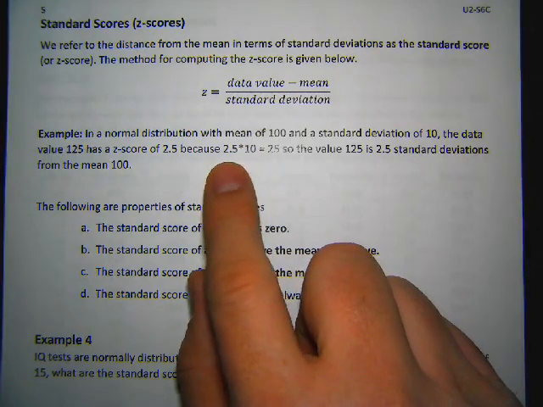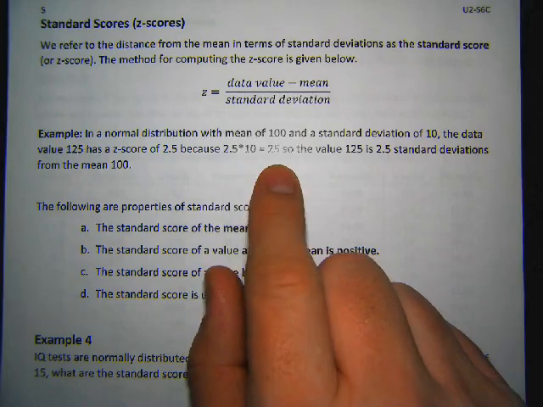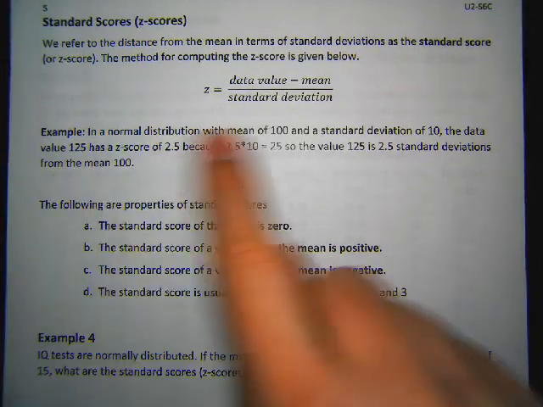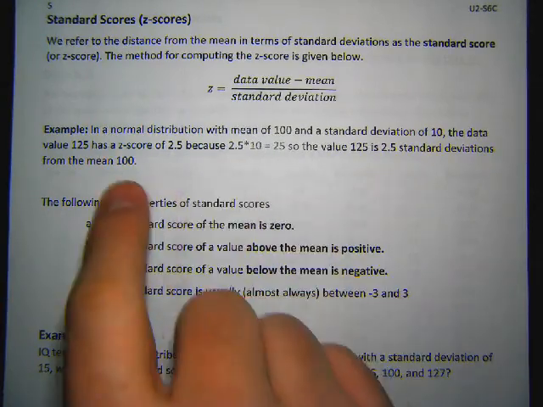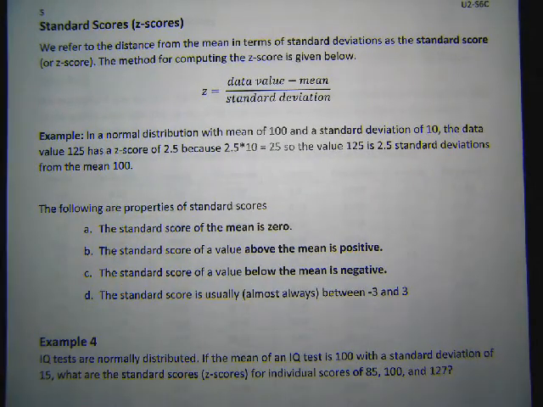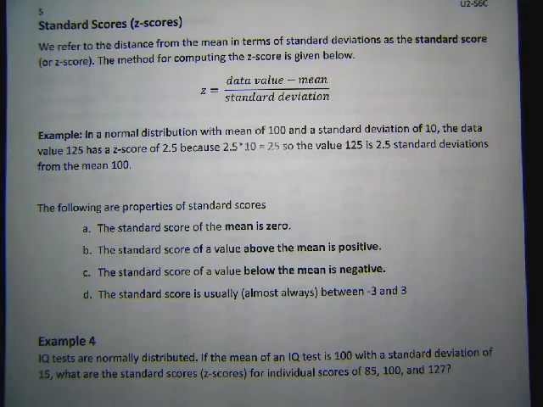Because if you do 2.5 times 10, you get 25, which is how much 125 is above 100. So it's 2.5 standard deviations from the mean. That z-score, 2.5, is telling you how many standard deviations away. Remember we said most values are within 2 standard deviations? So something like 2.5 away from the mean is actually kind of unusual. We'll say this is a pretty high score. It's going to be the genius kid in the class because they got 2.5 standard deviations above the average score. That's what that means.